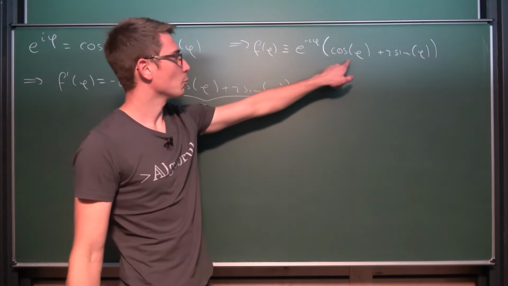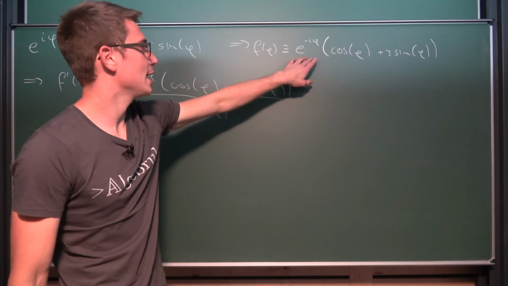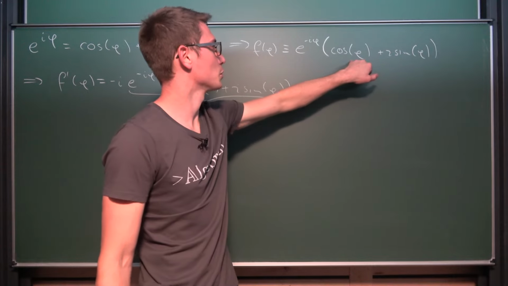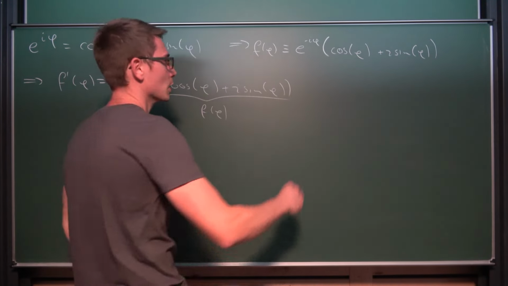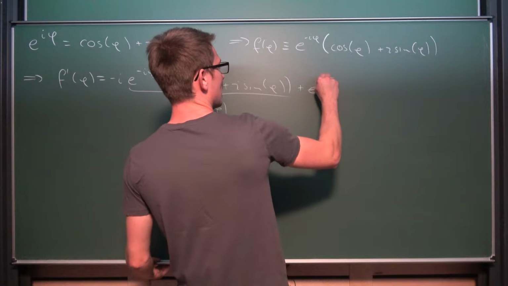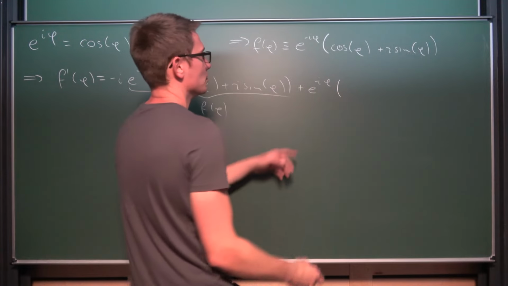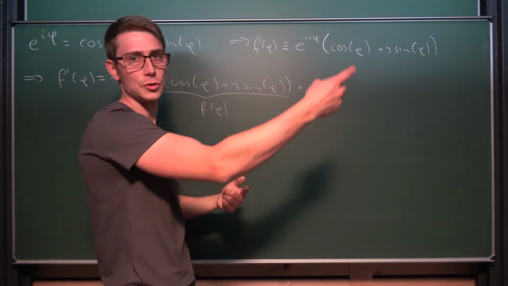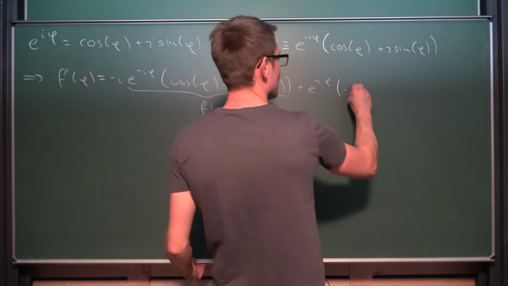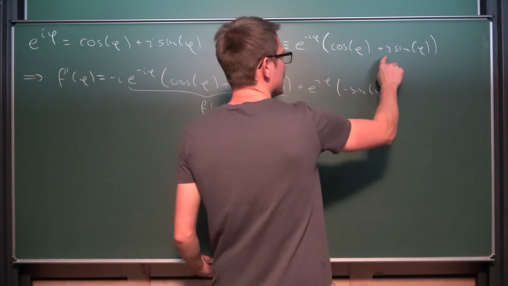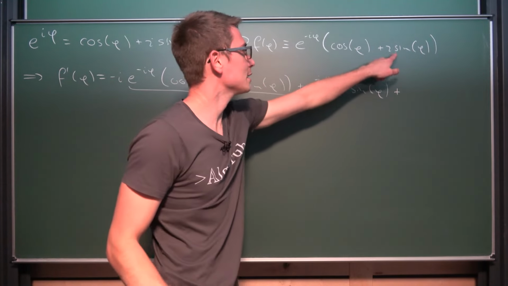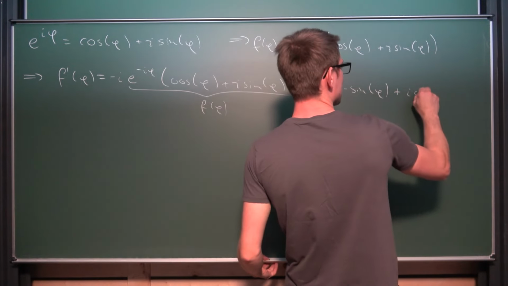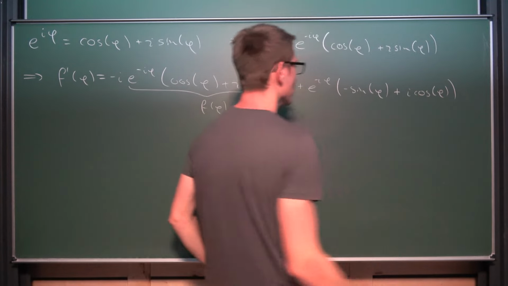And other than that, we need to preserve this part and just differentiate this inner part right here. This is just going to result in the cosine and the sine being turned around. So plus e to the negative i phi, times, and now the cosine is going to turn into negative the sine. So negative the sine of phi. And then plus, and sine differentiated is going to be the cosine once again. So plus i times the cosine of phi.